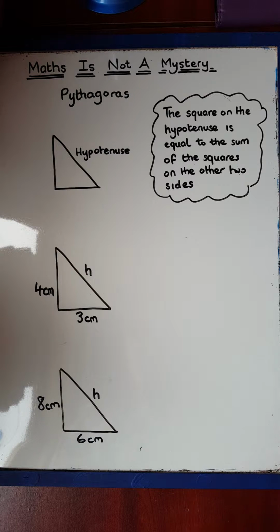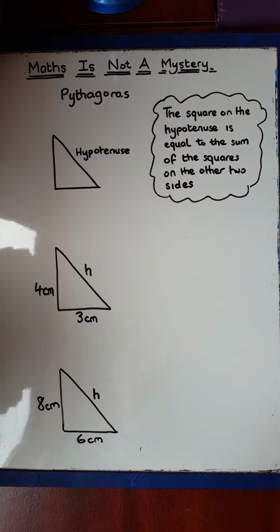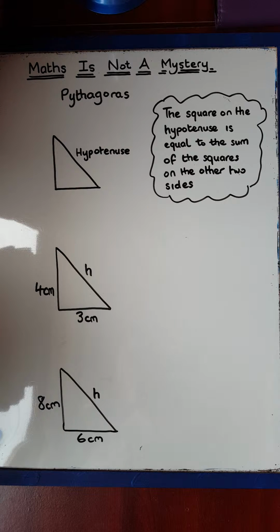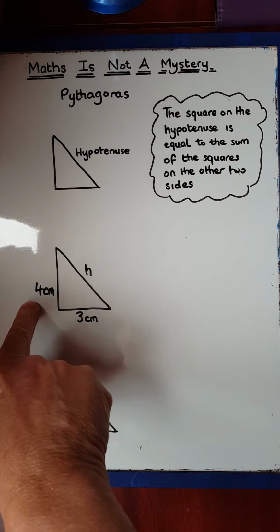Okay, when you know what the hypotenuse is, then it's helpful, because the Pythagoras theorem says this: the square on the hypotenuse is equal to the sum of the squares on the other two sides. So what does that actually mean? It means that this number, whatever the number is for the hypotenuse, squared, is the same number as if you add up this number squared plus this number squared.